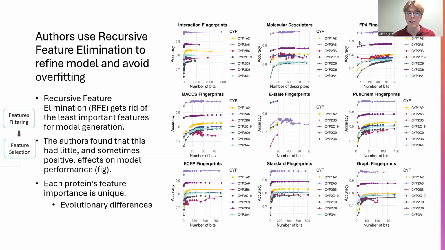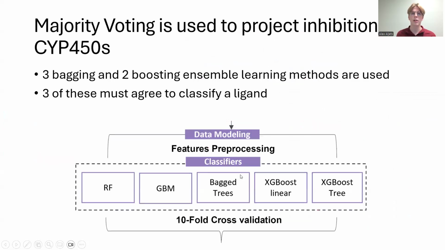The authors kind of found that sometimes it had like a little bit of positive performance as the amount of features or the amount of bits or descriptors went down. But as you can kind of see here in the figure, it kind of just tapers off after a certain number of features included.